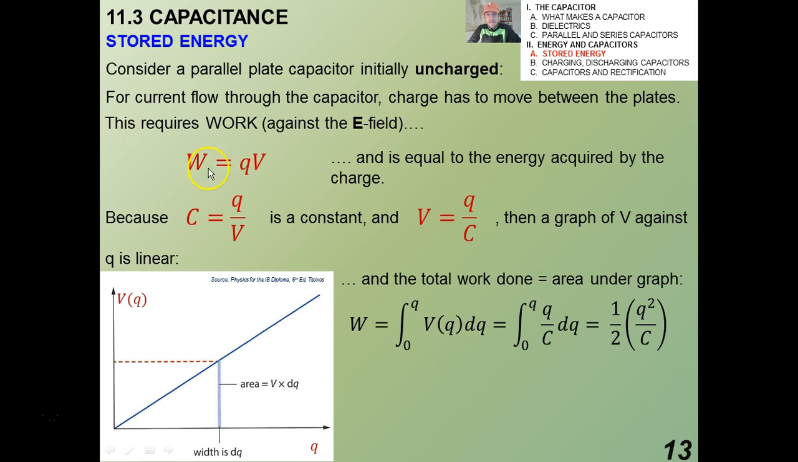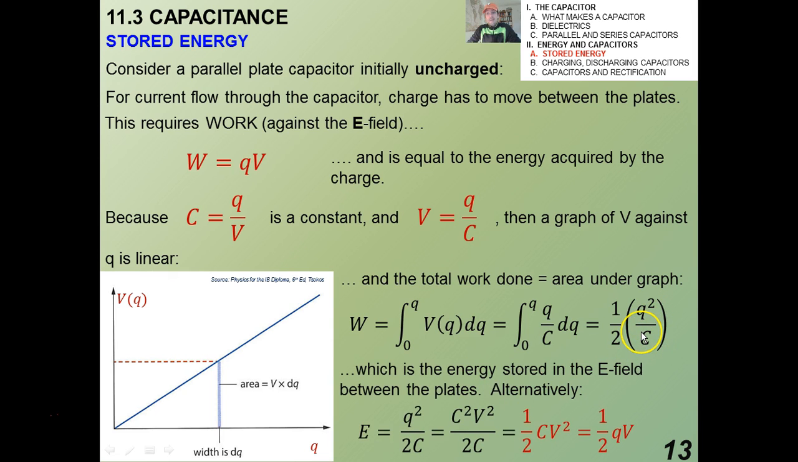Because V is a function of Q, what I have to do is integrate V of Q dQ from 0 to Q to get the total work done, okay? And once I do this integral, I end up with 1/2 Q squared over C, or in other words, that's the energy stored in the electric field between the plates, okay? You could also express it as 1/2 CV squared, or 1/2 QV. It's all the same thing, okay?